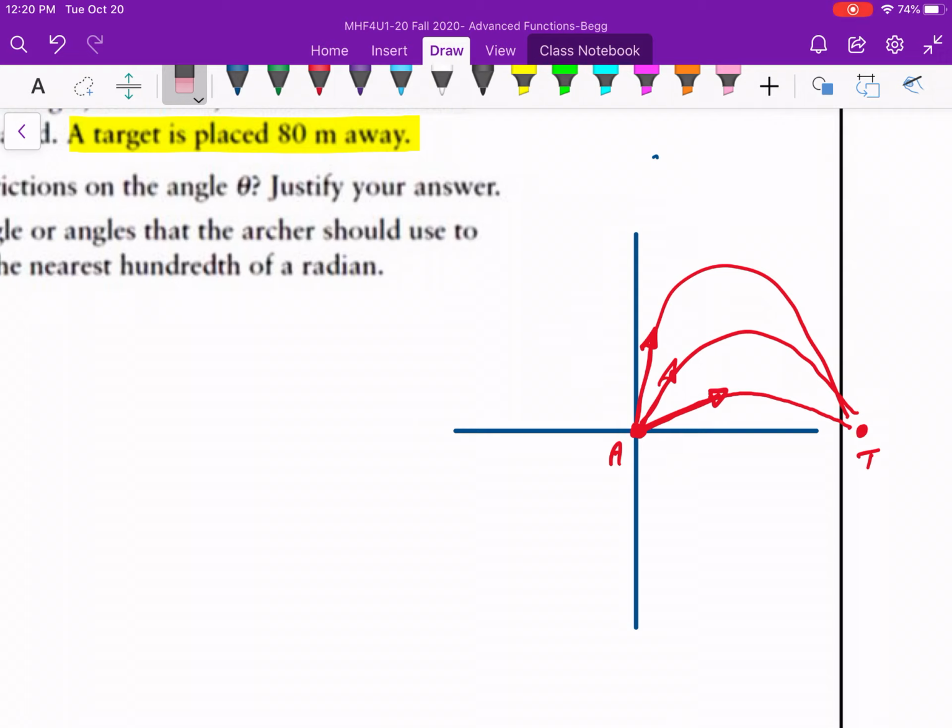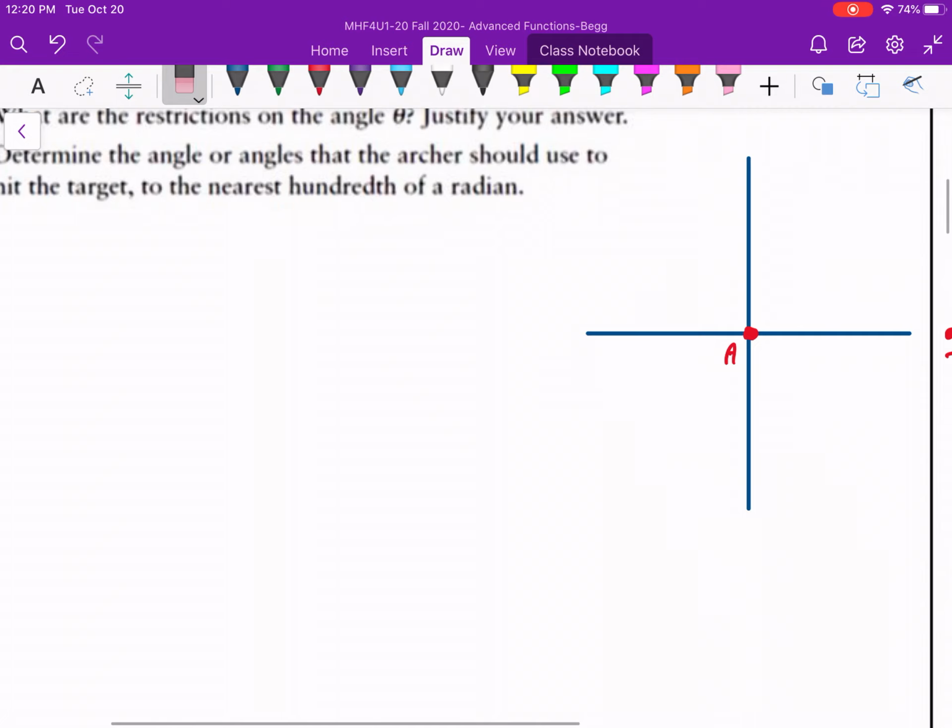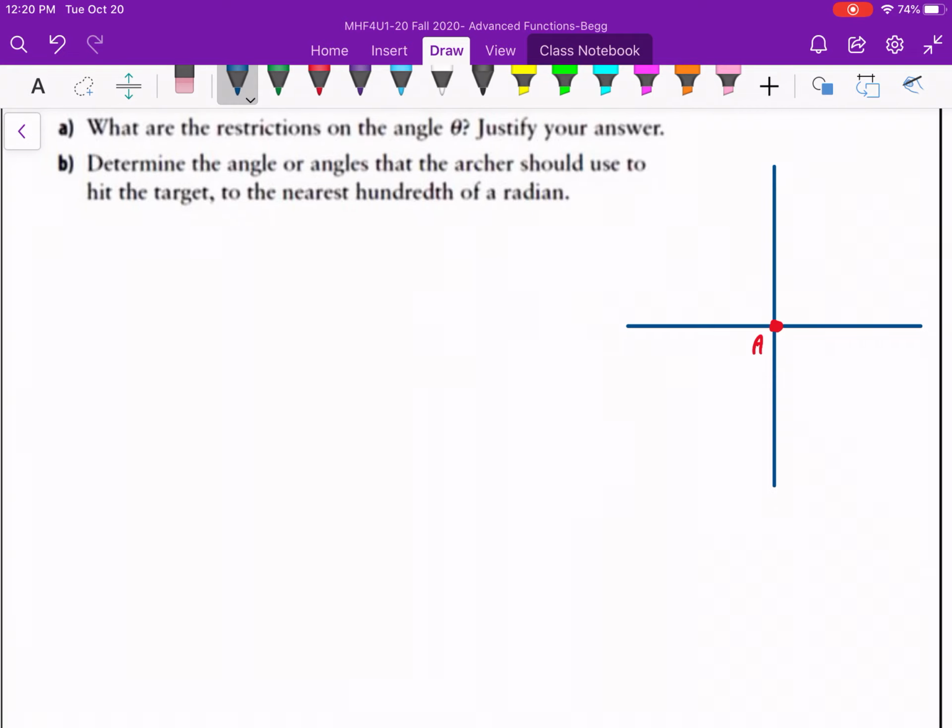So it has to be somewhere between the x-axis and the y-axis in quadrant 1. That means it's got to be an angle between 0 and, in degrees, 90 degrees, but in radians between 0 and pi over 2, because pi over 2 is our radian equivalent to 90 degrees. So theta must be greater than 0, but less than pi over 2.